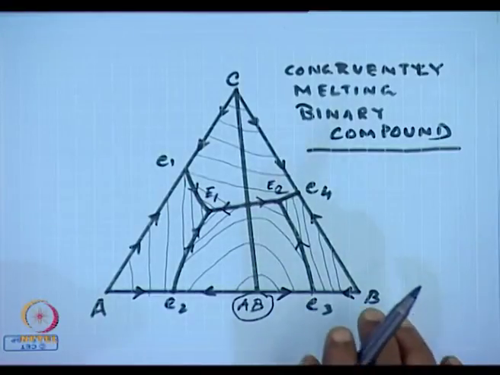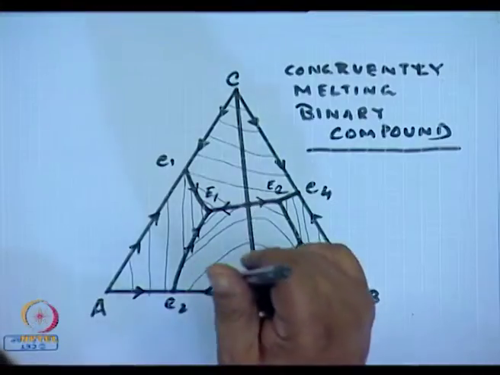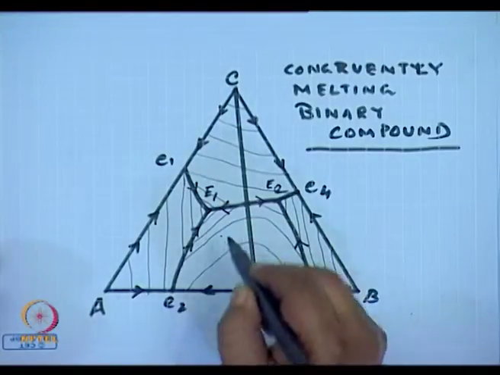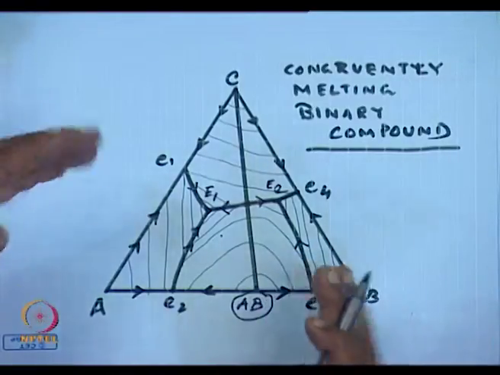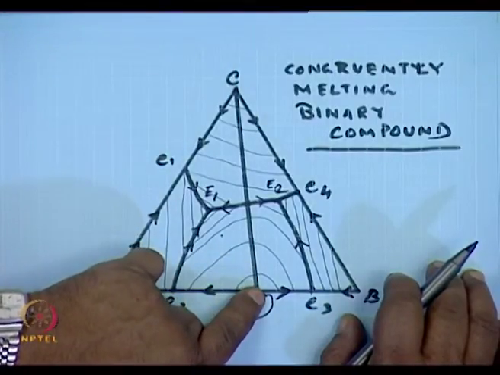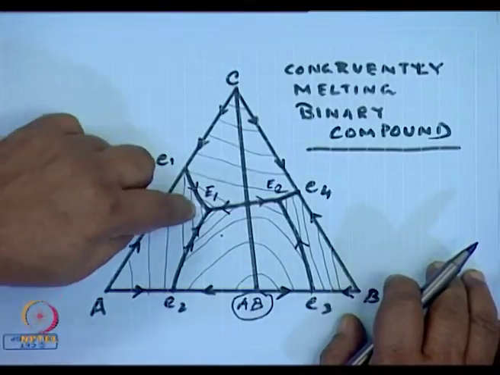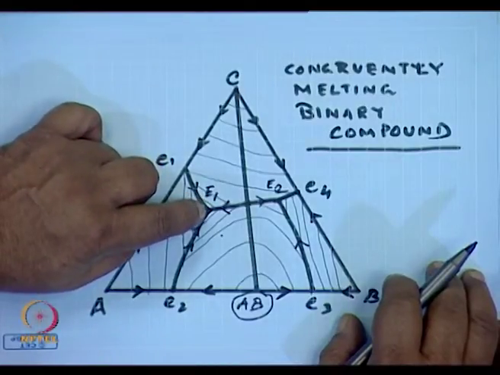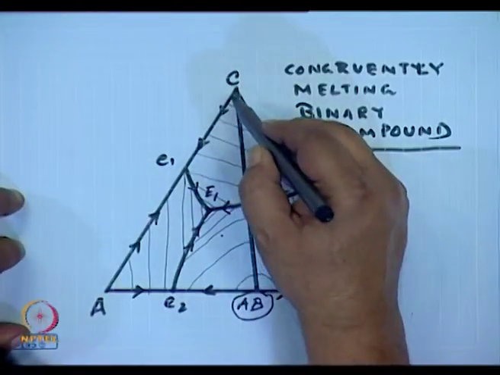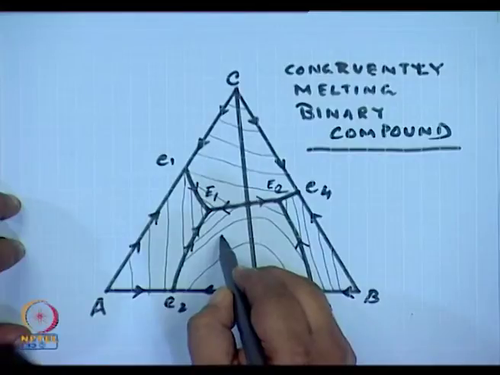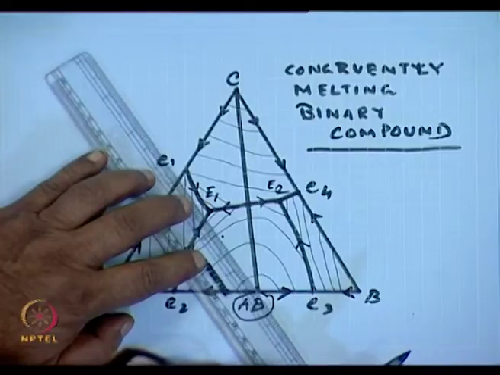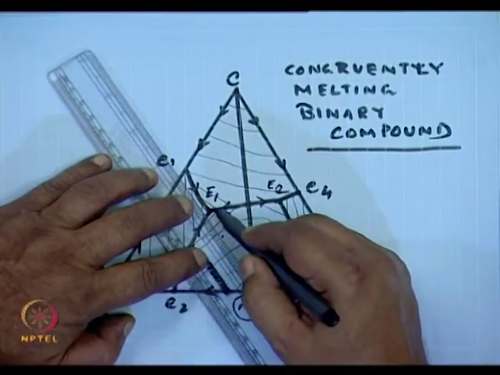So essentially it means that if I have a composition which, say, corresponds to this particular point, it is in the primary phase field of A, C, and AB, and it will finally crystallize in this eutectic E1. So if I have this triangle with this binary join, and if I have a point over here, the way I would draw a cooling curve is by drawing this line and then following it up to the eutectic.